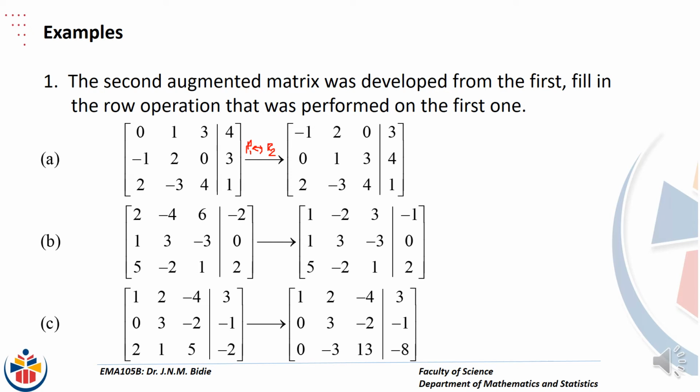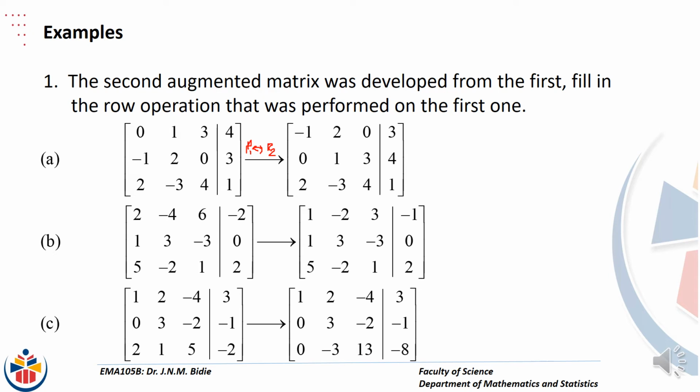Then B, what happened between the first augmentation and the second, producing the second? All we know is that the only change was done in the first row. So it's half R1, substitute in R1.